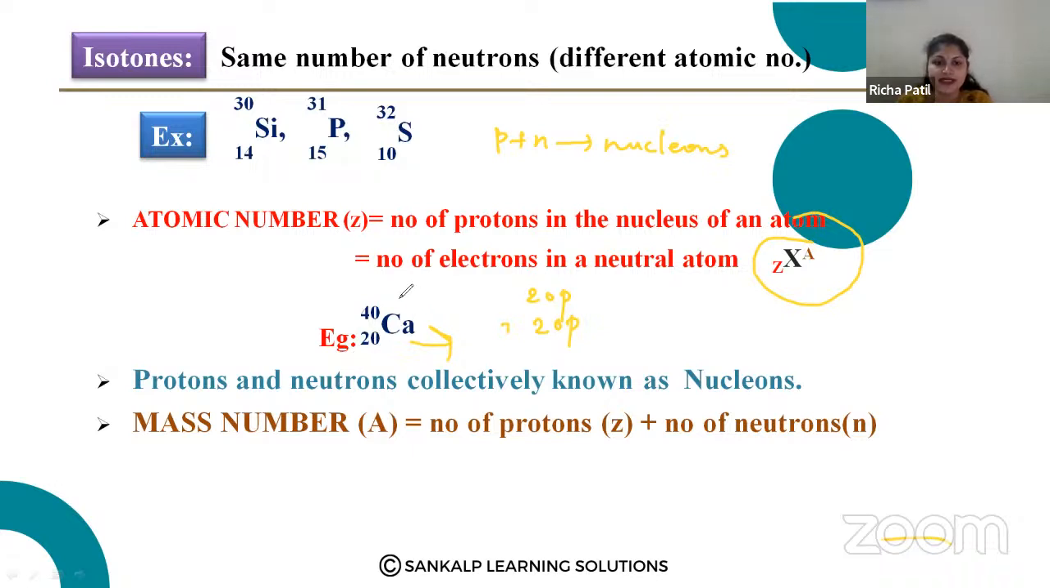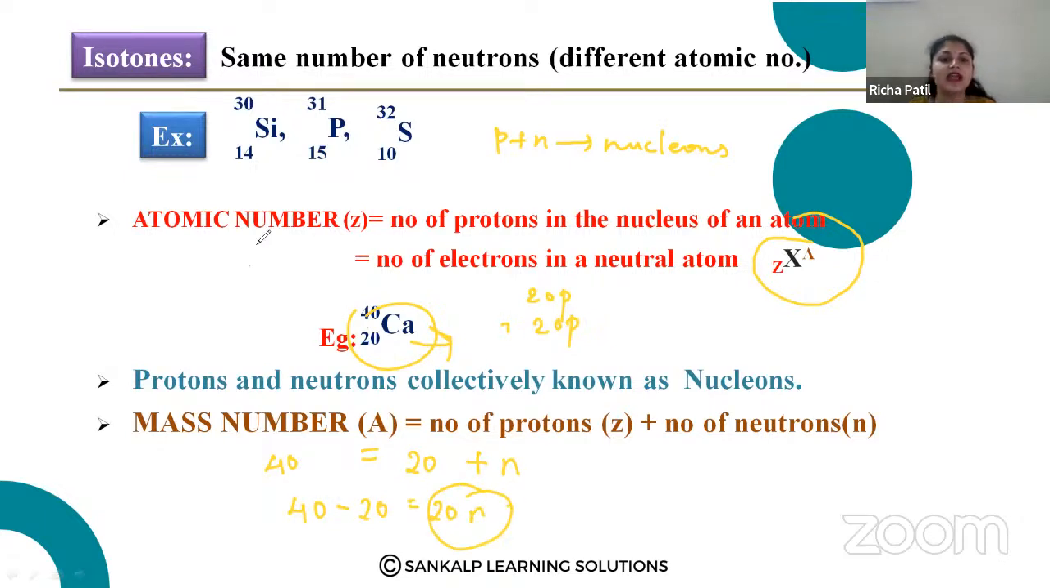From this calcium example, let us calculate it. Now we know the mass number is 40. What is the number of protons? It is the atomic number, which is 20. And you have to find the number of neutrons. So 40, shift this 20 to this side. So how many are the neutrons? They are 20. So 20 neutrons.